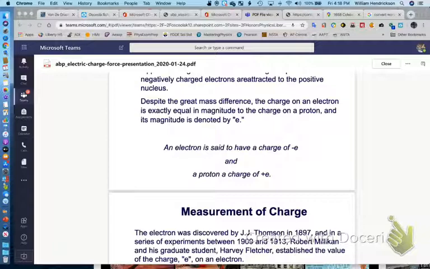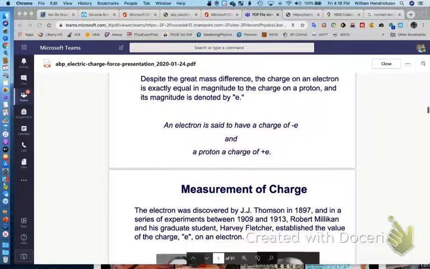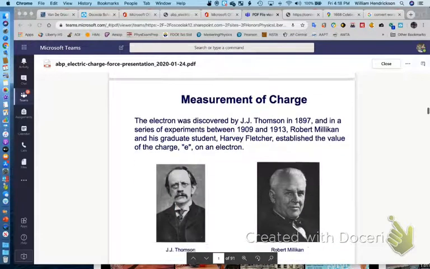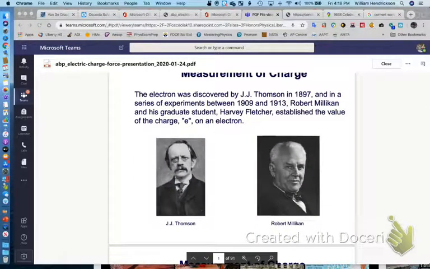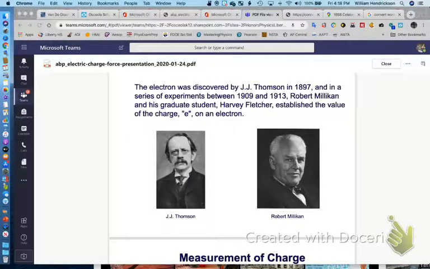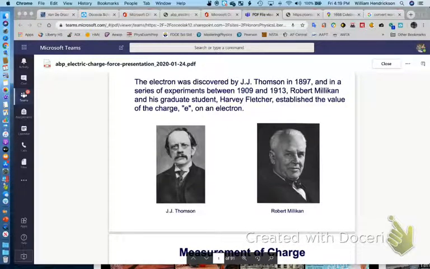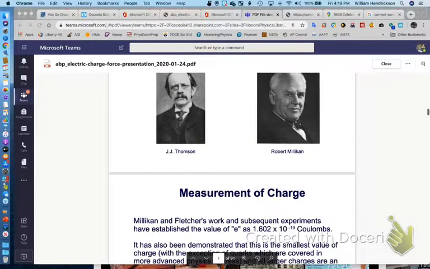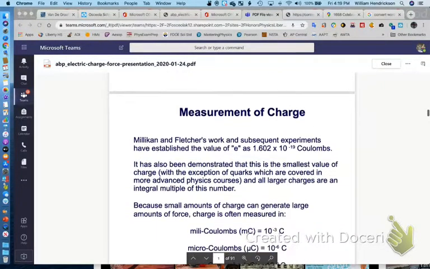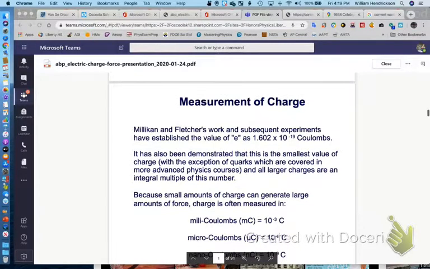Now, the next little bit here I'm going to skim through because a lot of this history you can read through. The electron was discovered by J.J. Thomson. Robert Millikan, he's there on the right. J.J. Thomson did the work with the cathode ray tube. Robert Millikan determines the charge of e by doing his famous oil drop experiment. Okay. They get the value of the charge of an electron to be 1.602 times 10 to the -19th coulombs.